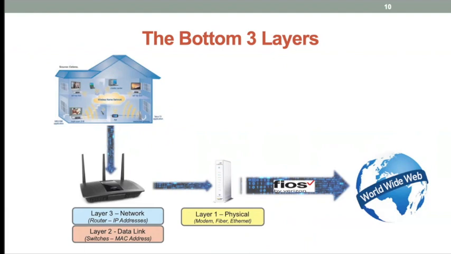Okay, let's talk about the bottom 3 layers. Now, these are the 3 layers, especially from an IT perspective, that you're going to really get involved in. Layer 3, the network layer. Layer 2, the data link layer. And layer 1, the physical layer. These are the layers you can physically see in your house, in your home network.